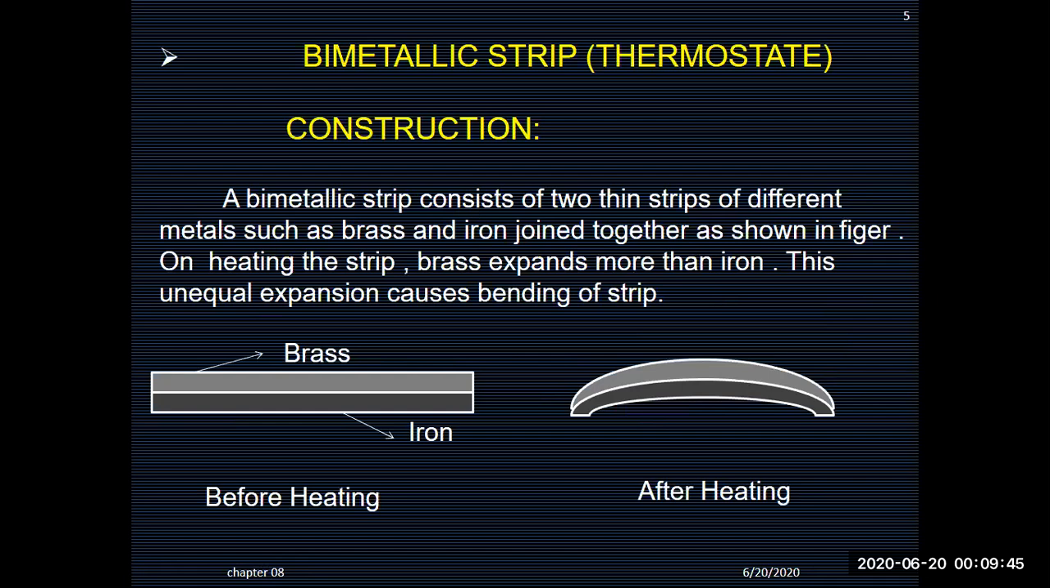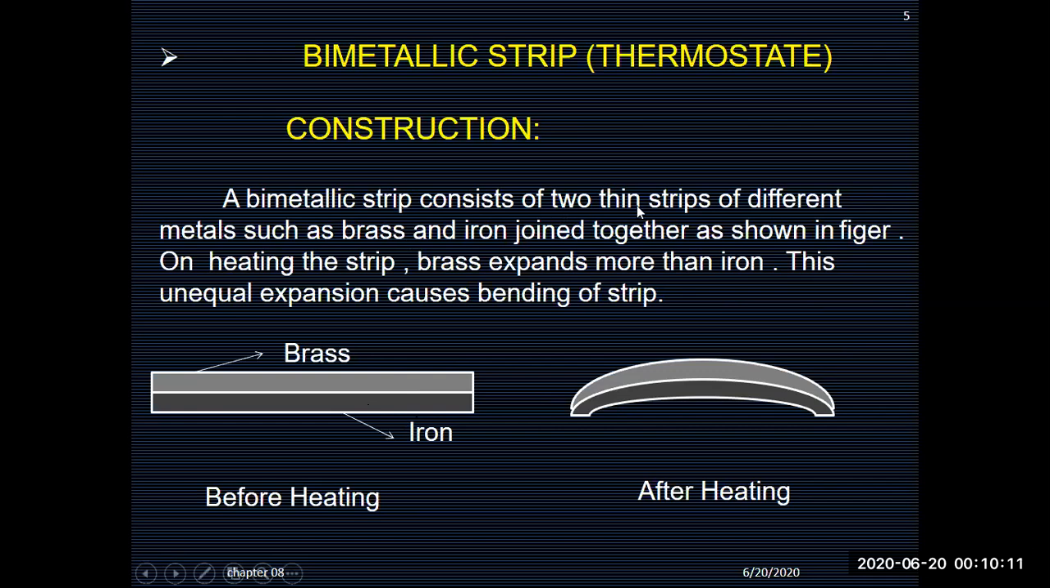Here is another example, the bimetallic strip thermostat construction. Here we are using two metals. One is brass, the other one is iron. Both expand differently. One will expand earlier, the other will expand later. So there is a time difference of expansion between the two metals.